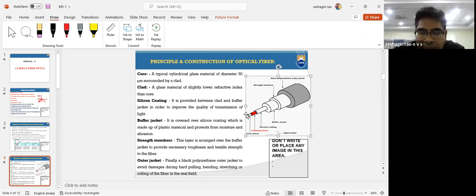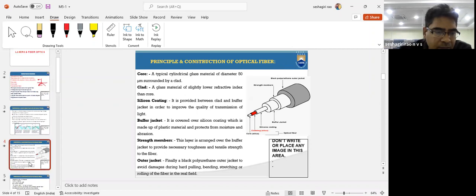And foremost, we have the outer jacket. Finally, a black outer jacket is made up of a material called polyurethane, to avoid damages during hard pulling, bending, stretching, or rolling of the fiber in the real field. So these are the different parameters involved in optical fibers: core, cladding, silicon coating, buffer jacket, strength members, and outer jacket.